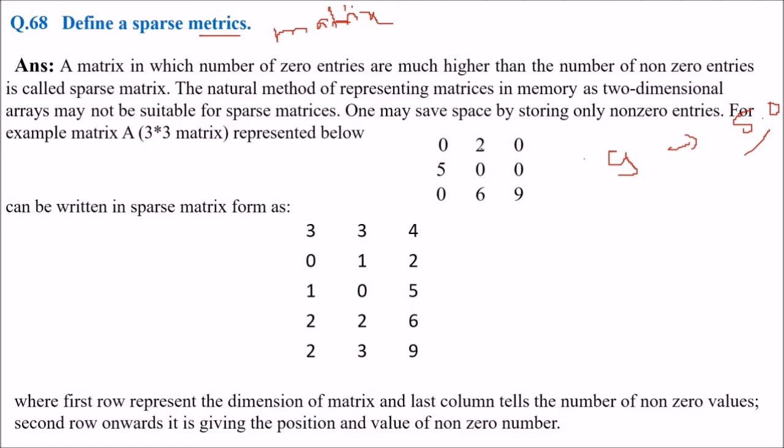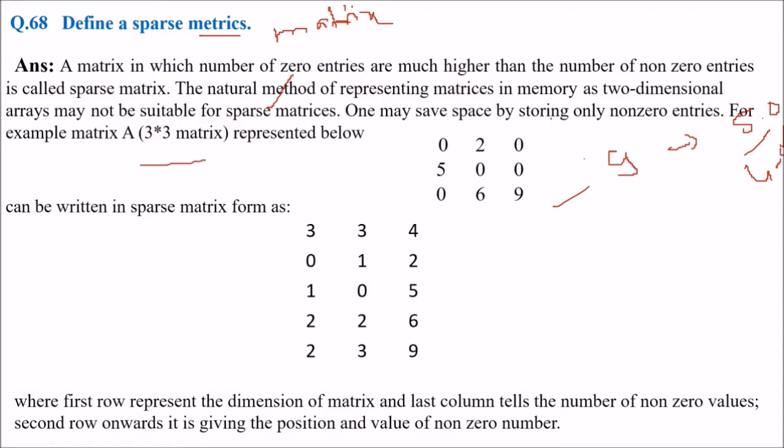And how many other values are there? Non-zero values: 4 non-zero values. 0 prime. Okay, this is a sparse matrix. So the natural method of representing a matrix in memory as 2D may not be suitable for a sparse matrix, so we may save space by storing only non-zero entries.